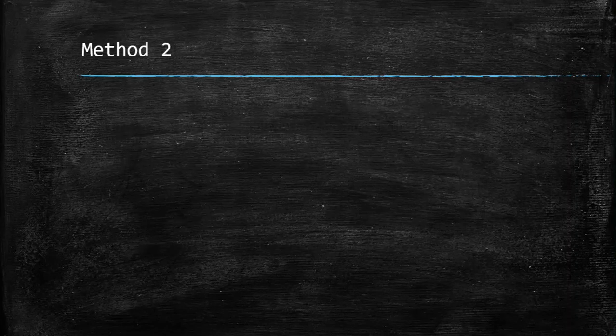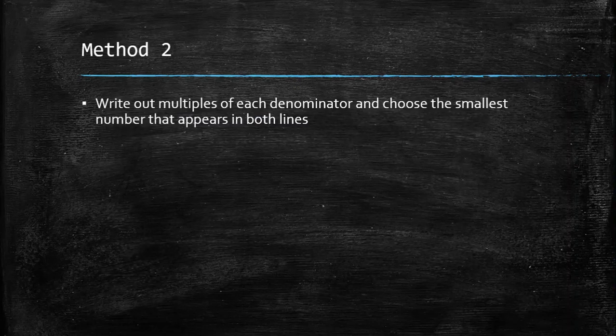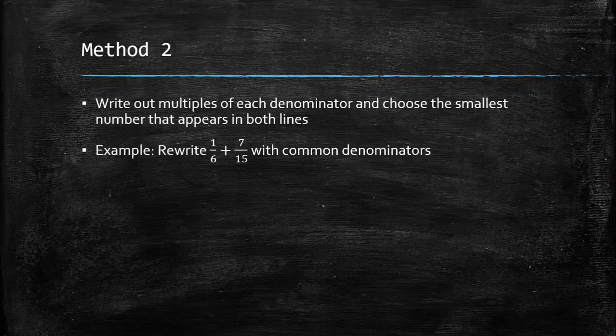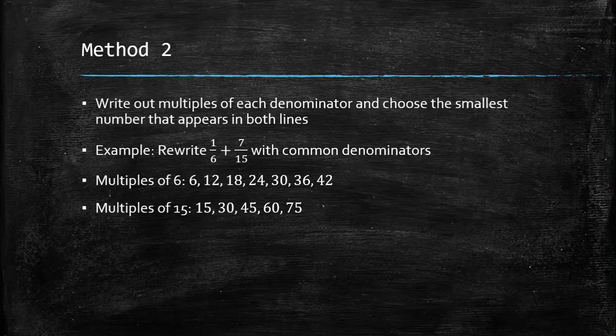All right, method two, we can just start writing out multiples of each denominator and choose the smallest number that appears on both lines. So our next example, we want to write 1/6 plus 7/15 with common denominators. And 6 does not divide into 15, so we can't do method one. So what we should do is write out the multiples of 6. So we've got 6, 12, 18, 24, 30, 36, 42. Usually if you write out 5 or 6 of them, that's probably enough. And then we've got the multiples of 15: 15, 30, 45, 60, 75. And now we want to choose the smallest number that appears on both lines. And in our case, 30 is that number.